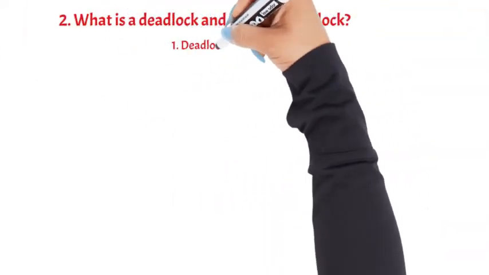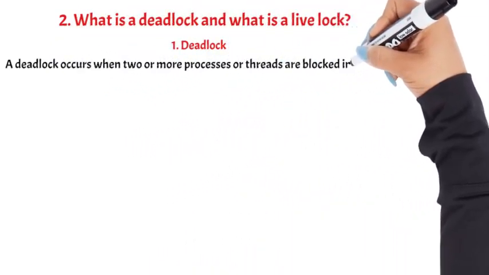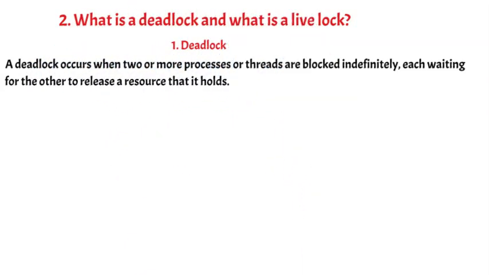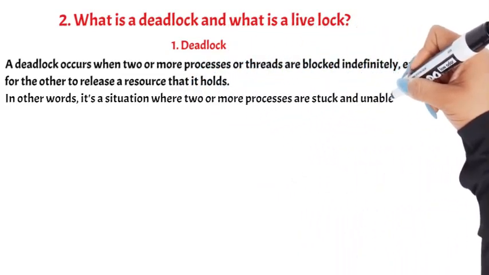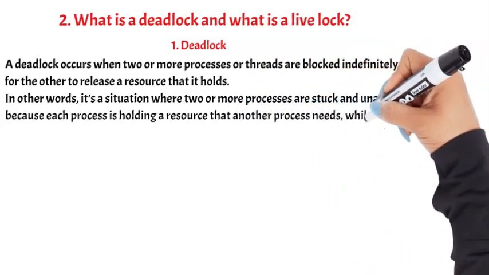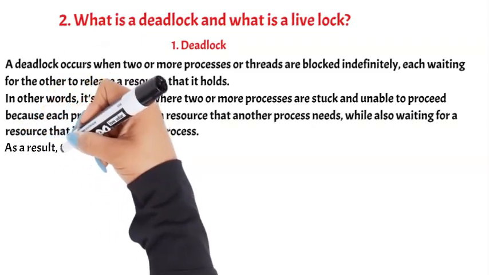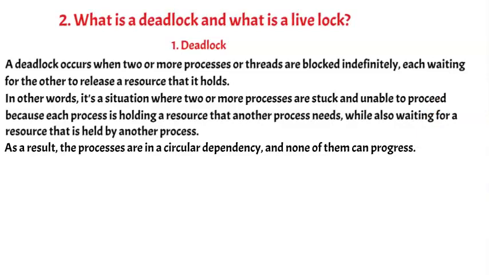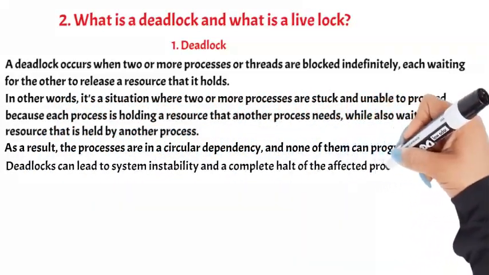1. Deadlock. A deadlock occurs when two or more processes or threads are blocked indefinitely, each waiting for the other to release a resource that it holds. In other words, it's a situation where two or more processes are stuck and unable to proceed because each process is holding a resource that another process needs, while also waiting for a resource that is held by another process. As a result, the processes are in a circular dependency, and none of them can progress. Deadlocks can lead to system instability and a complete halt of the affected processes.